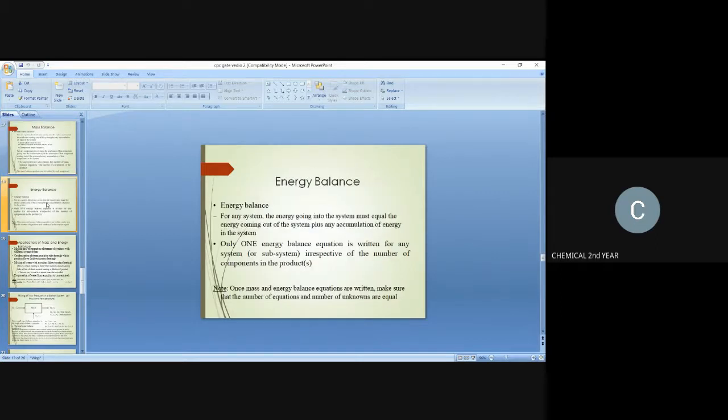Next, energy balance. For any system, the energy going into the system must be equal to the energy coming out of the system plus any accumulation of the energy in the system. Only one energy balance equation is written for any system, irrespective of the number of components in the products. Once mass and energy balance equations are written, make sure that the number of equations and the number of unknowns are equal.